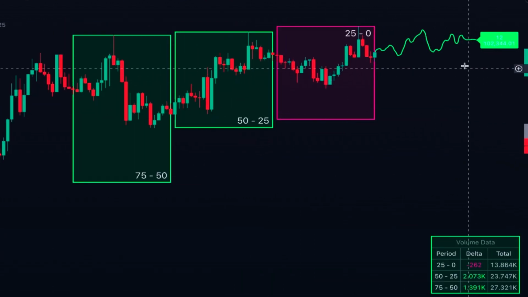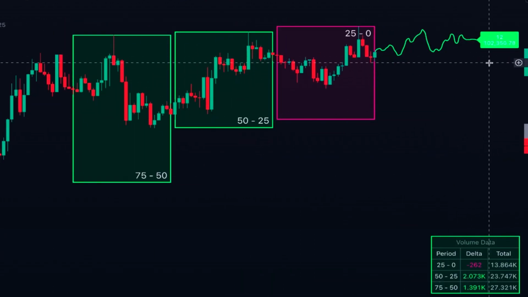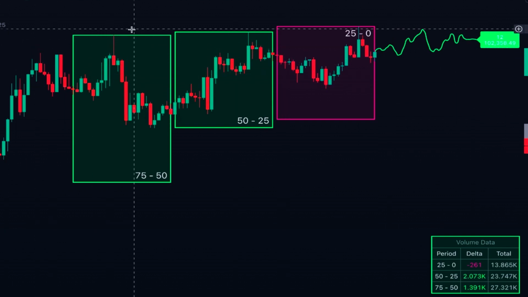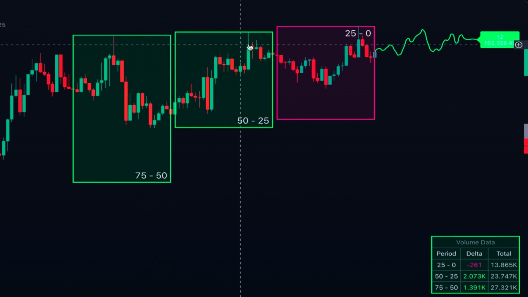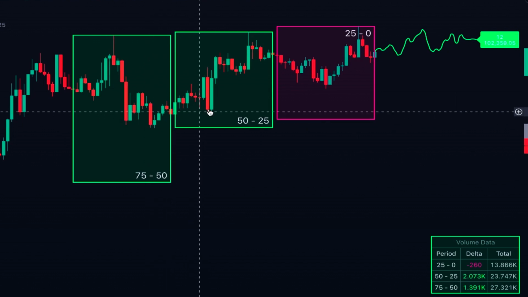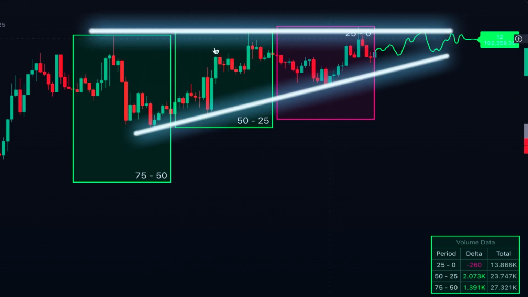Alright, on this chart you can see that we have a prediction for a tightening consolidation period. Let's see what the context of the price action is. You can see that from here, the price tried many times to break this resistance level, but with no success, and every time the price turned down. On the other side, we can see that the price is making higher lows, forming an ascending triangle on the chart.